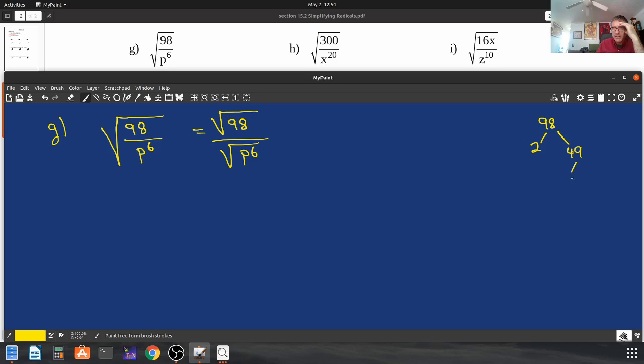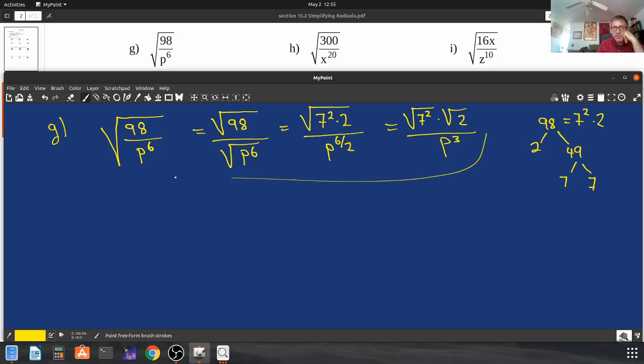Because 49 is equal to 7 times 7. So that's equal to 7 squared times 2. So that's the square root of 7 squared times 2. I'm ready to simplify this bottom one right now. That's p to the 6 divided by 2. If you need to, go ahead and write out, using the product rule on the top, the square root of 7 squared times the square root of 2. It's not a bad idea while you're doing this. And p to the 6 divided by 2 is p cubed.